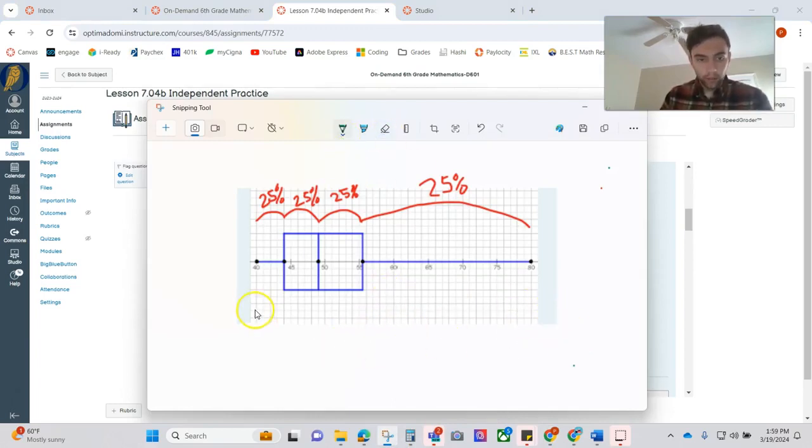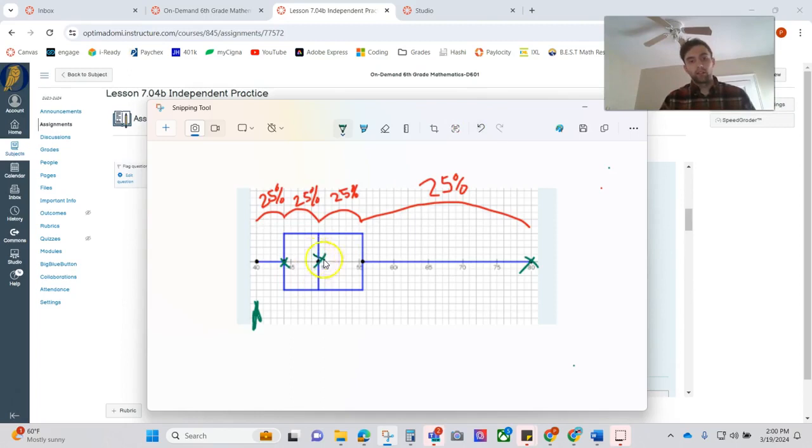75% of the data lies between 40, so here, and what other number? 40 and 80? Is that 75% of the data? Nope, that's 100%. What about 40 and 44? Is that 75% of the data? No, that's only 25%. What about 45 and 49? Right here. Nope, that would only be 25 and 25. That's only 50% of the data.